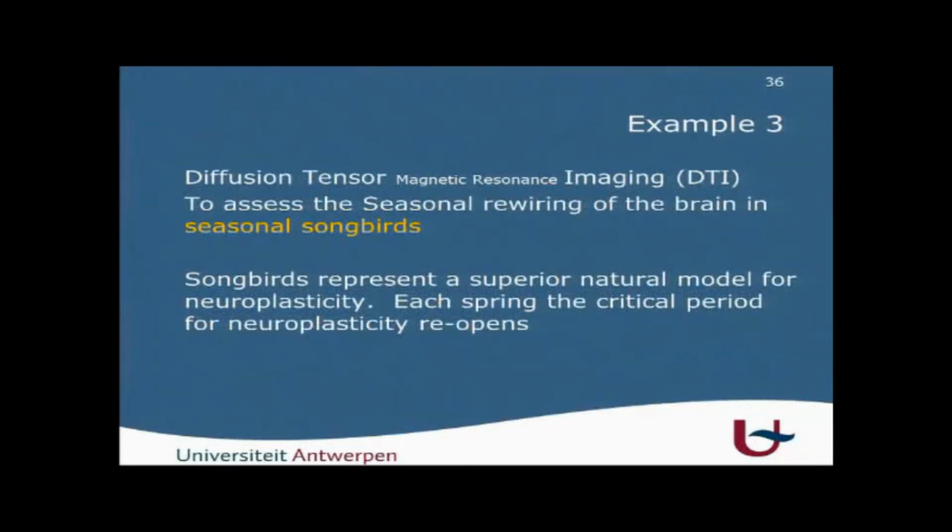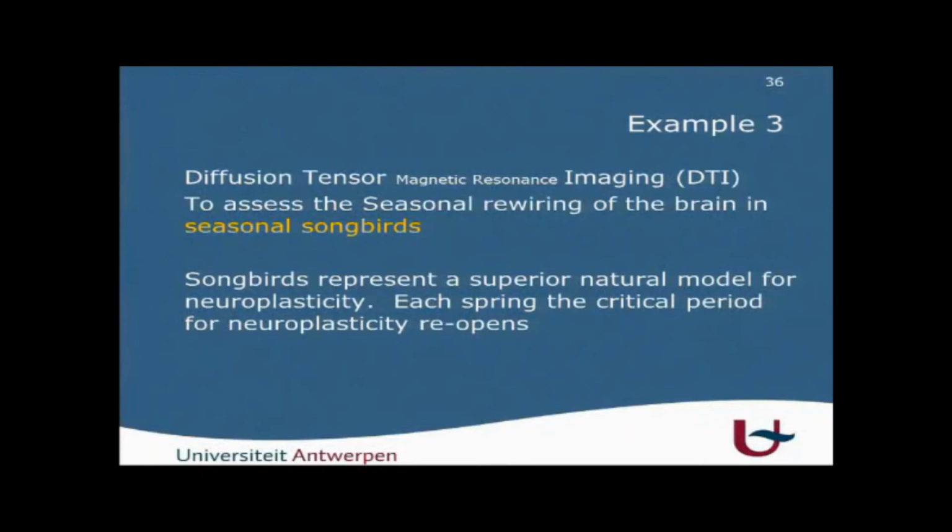Okay, these were two examples of how you could use functional MRI to study long-term potentiation and plastic changes postnatally. The next example is dealing with another MRI method, which is diffusion tensor imaging. And we used it in the lab to assess seasonal rewiring of the brain in seasonal songbirds.